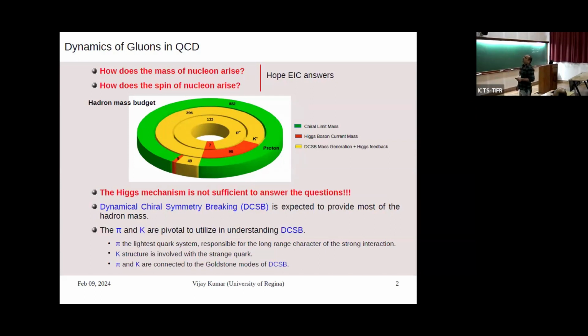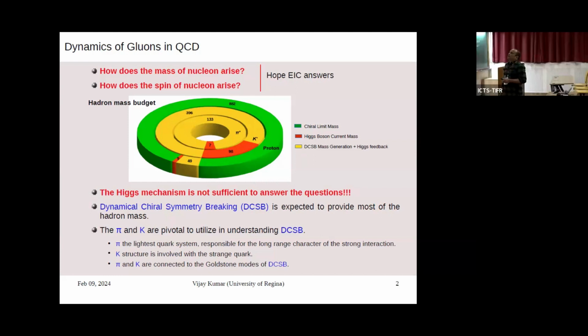How does the mass of the nucleon arise? How does the spin of the nucleon arise? If you look at these hadron mass budgets very carefully, you will notice that most of the pion and kaon mass comes from dynamical chiral symmetry breaking. And therefore, the Higgs mechanism is not sufficient to answer these kinds of questions.